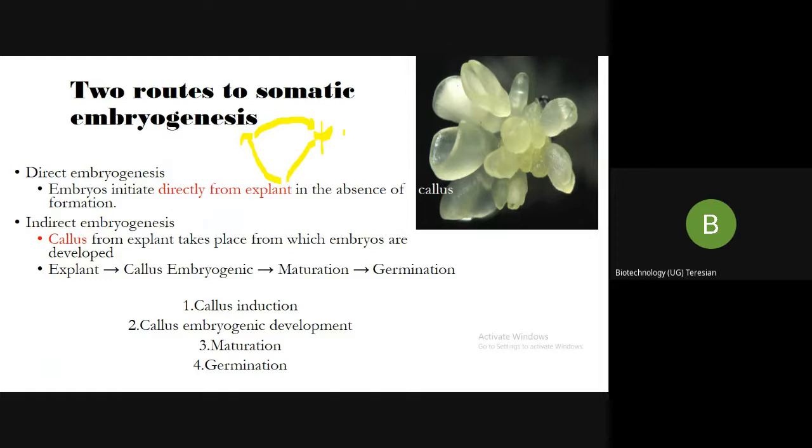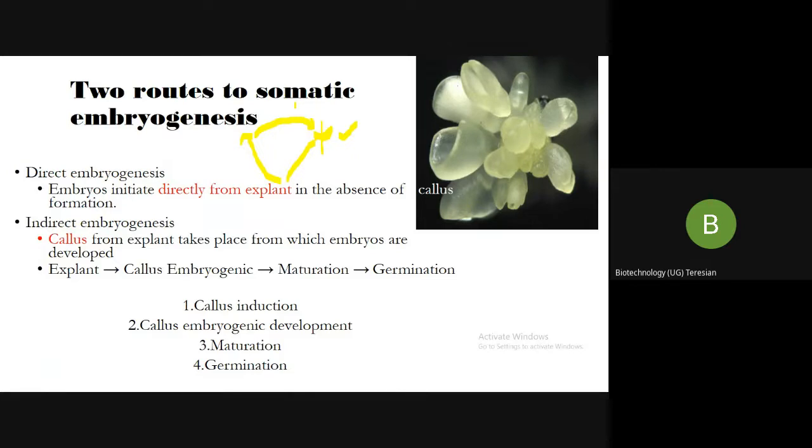If this plant is having a unique property which you are interested in, you can grow that plant, produce the somatic embryos, and produce the same variety of plant. And this phenomenon is known as micropropagation.